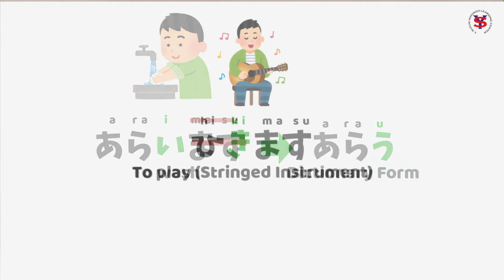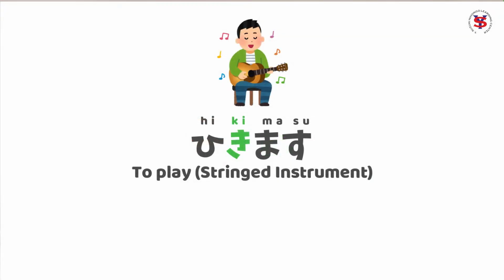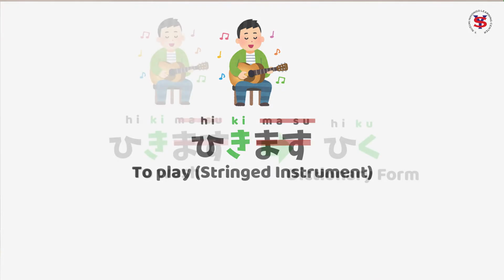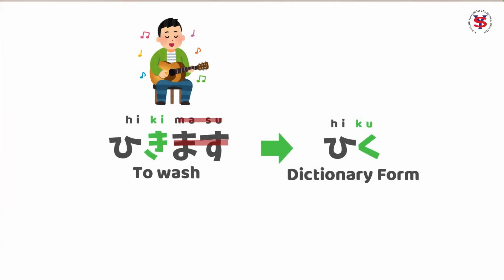Let's take another example. Hikimasu, right? Which is to play a stringed instrument like a guitar, no? Gaya ng steps na ginawa natin kanina, drop masu and change ki to ku, so we have hiku. Hikimasu for masu form, hiku for dictionary form. So, you guys ready to hear some hikimasu? 1, 2, 3, 4. I set fire to the rain. So that's it for group 1 verbs.